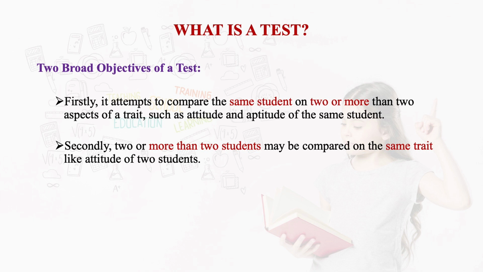like attitude of two students. Try to understand. So here you have to take more than two students, but in the earlier case you are just taking the same student. Then you have to administer the same tool or the same test upon the group of students. And you will compare so far as attitude is concerned, so far as achievement is concerned, what is the performance of different students. So in both ways you can do it.